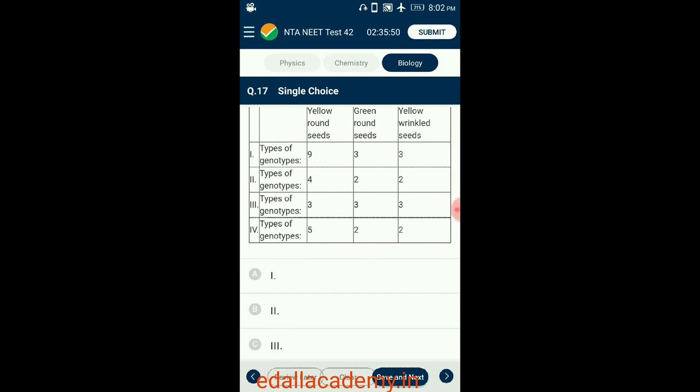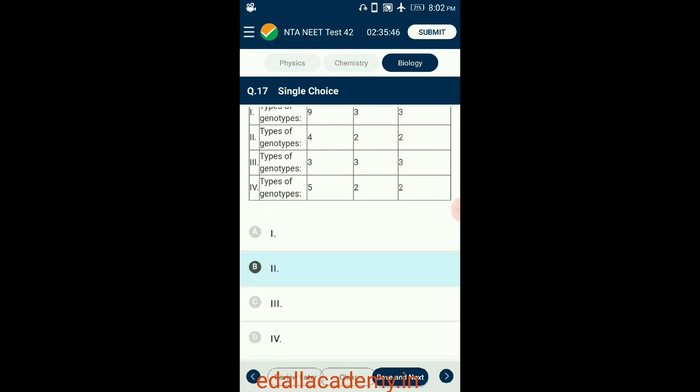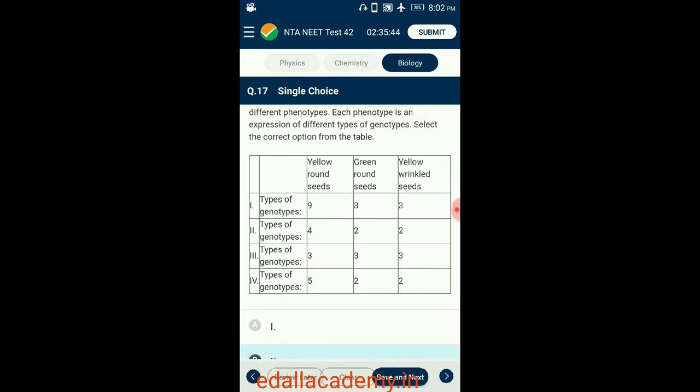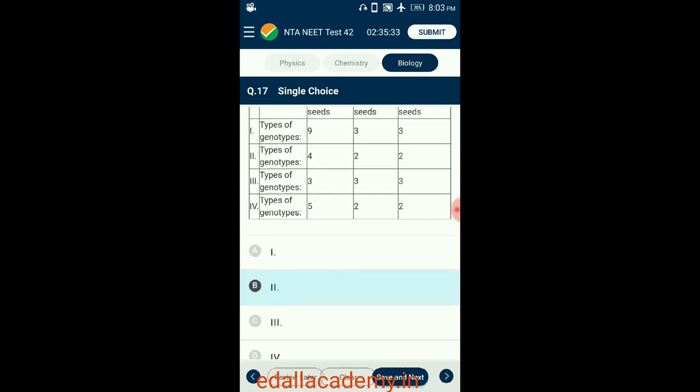Two genotypes. So the answer for this question is option B. That is the types of genotypes: yellow round seeds 4, green round seeds 2, yellow wrinkled seeds 2. So the answer is option B.